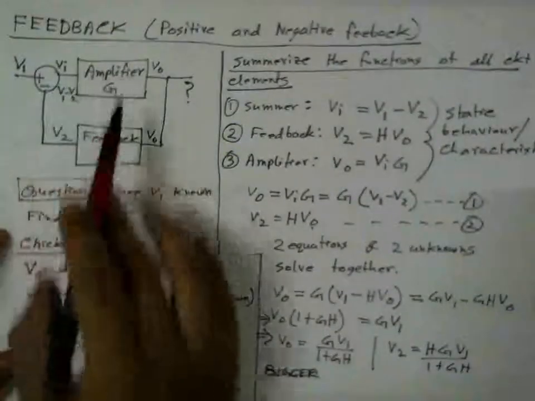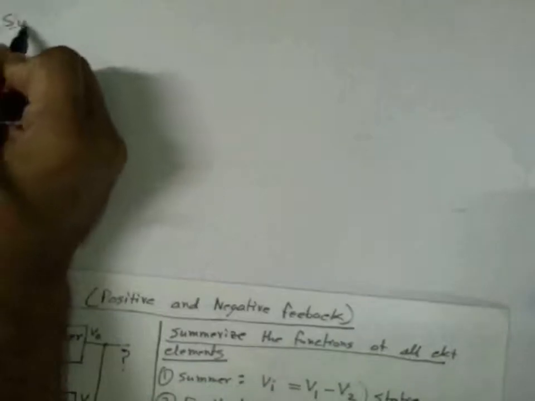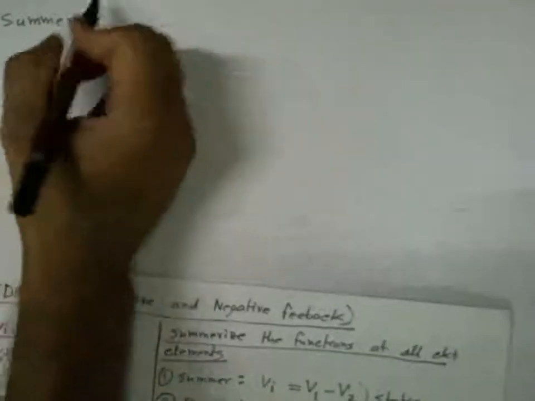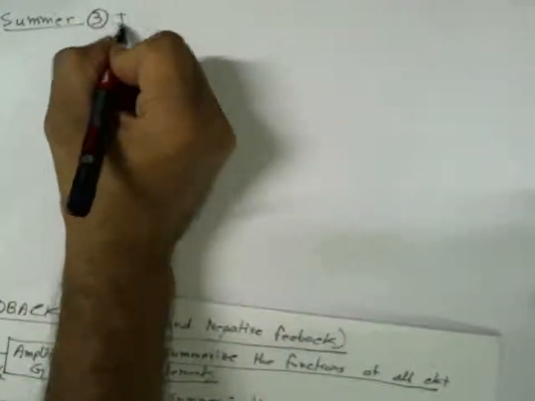Now let's come to the next circuit element that is left, this summer. We basically had 3 elements: summer, amplifier, and feedback. So let's make the assumption about the summer. This is going to be the third assumption: once again, instantaneous.